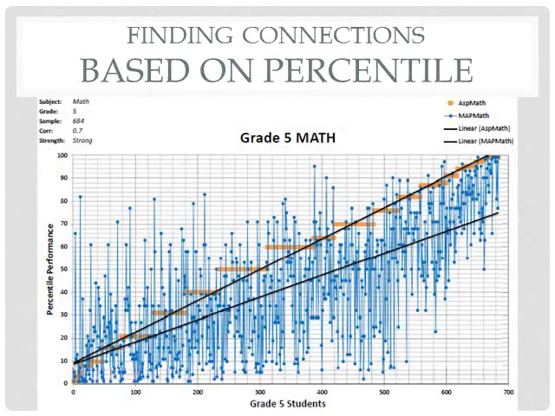This is the same kind of chart for grade 5 math. As you can see at the top, I had 684 students in this one sample, and the correlation is a 0.7, which is still a very strong correlation for these students.